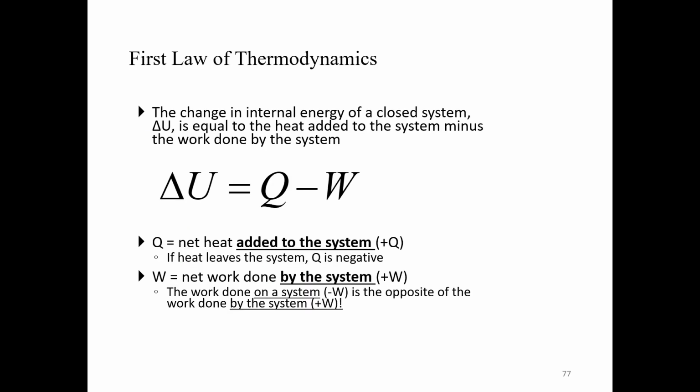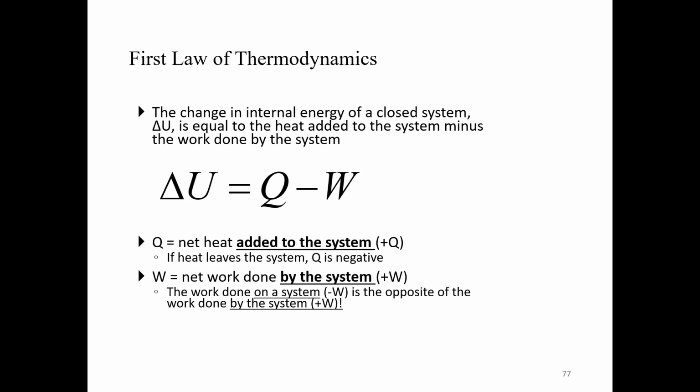So let me talk about the first law of thermodynamics. What the first law of thermodynamics says is the change in internal energy of a closed system, delta U, is equal to the heat added to the system minus the work done by the system, right? So we introduce something called internal energy. We will discuss what this internal energy is later on. So basically this equation says, this is a state equation, delta U equals Q minus W.